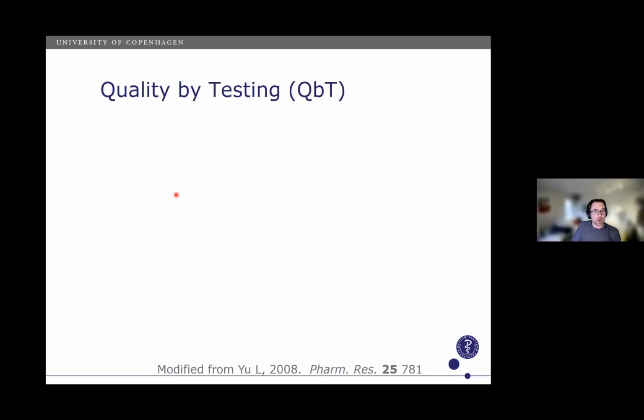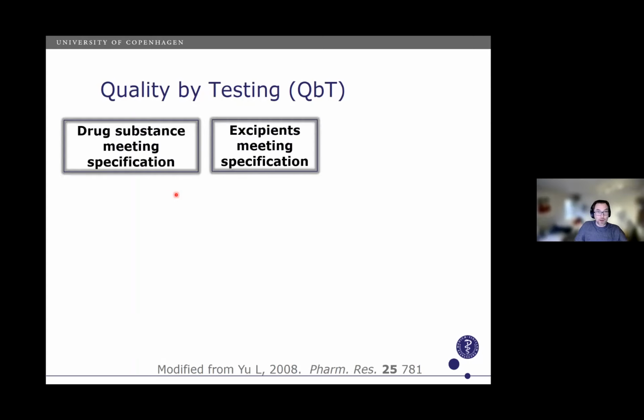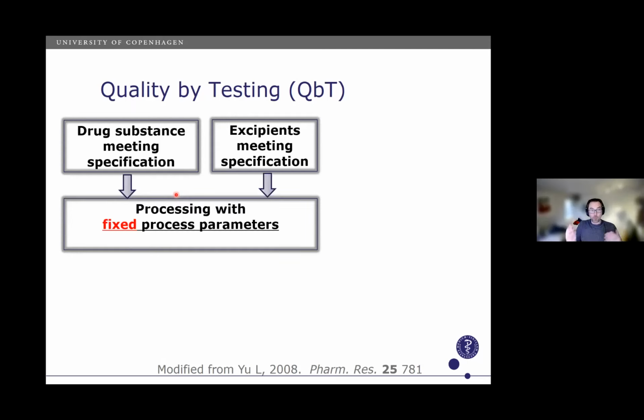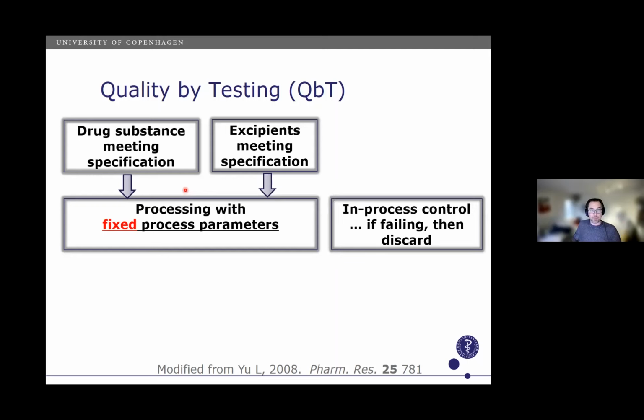And if we think about how this quality by testing might look like, I have here a few graphical presentations of these expressions from FDA senior officer, Lawrence Yu. So he is head of one of the departments at the US FDA. And then he has been drawing this picture in pharmaceutical research a while ago. So in quality by testing thinking, we are having materials that are meeting the specification. And while we are processing, we always use fixed process parameters. And we might have some in-process control, but it is based on sampling and offline analysis of these samples.